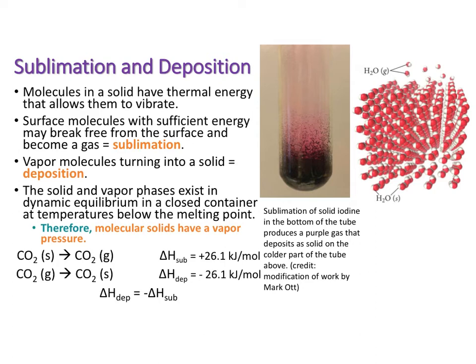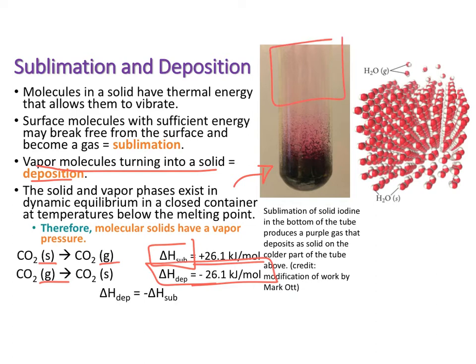So heat associated with sublimation will require heat, so going from solid to a gas, versus deposition is going from vapor to a solid. You will release heat. Here we have iodine that is in a tube, right? And it's subliming, so it starts off as a solid at the bottom. As it starts subliming, it produces a purple gas as it reaches a colder part of that tube up here at the top. So it's rare, but as you can see, it does occur.